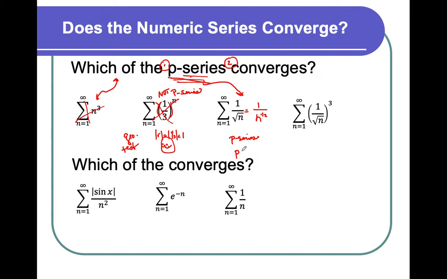P is less than 1. So what does that mean? Look at your rules for p-series. That means diverge for p-series. This exponent has to be greater than 1 in order to converge. That's your p-series test. So is this a p-series?